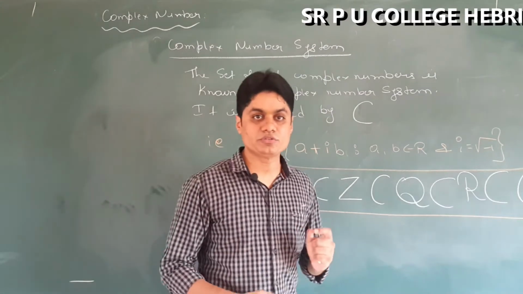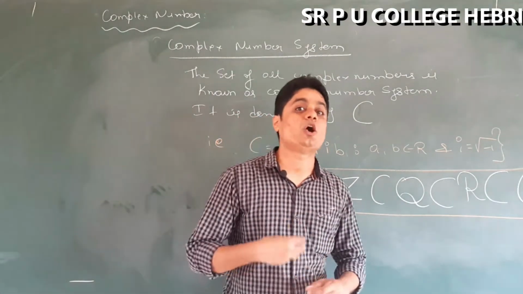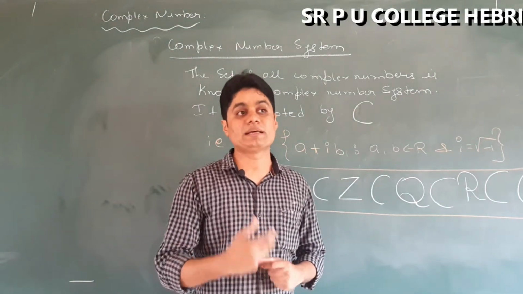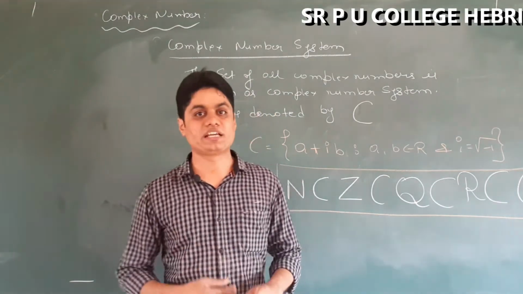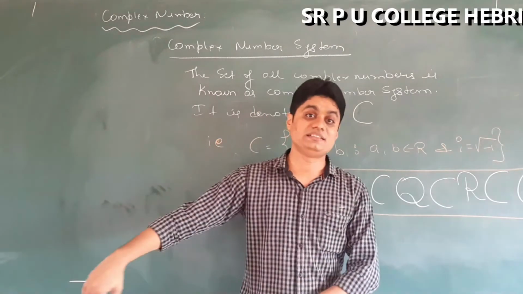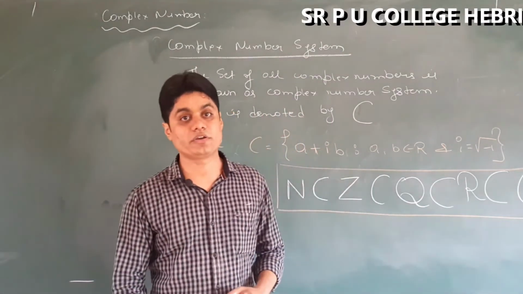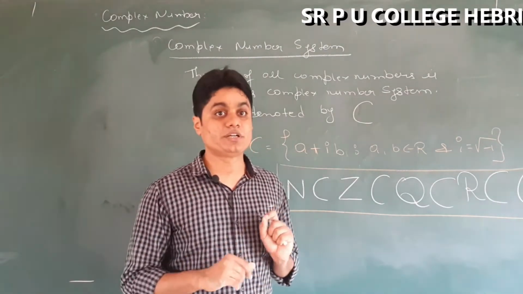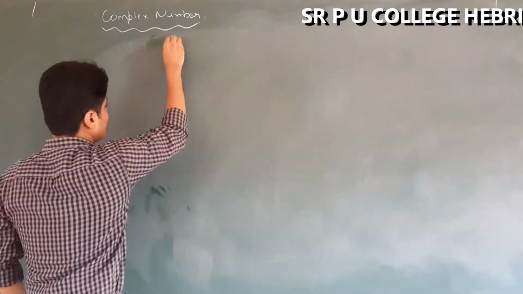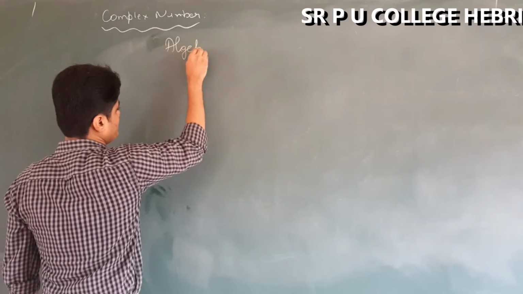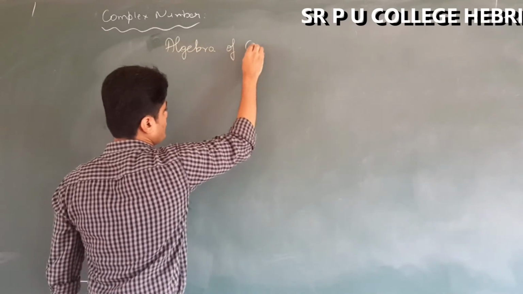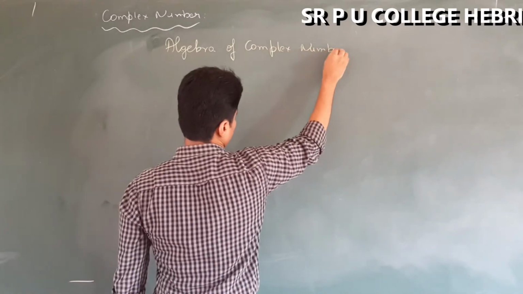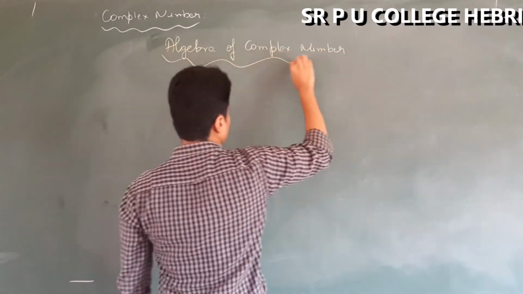Now you are ready to learn the basic operations on the complex number system. We are going to apply addition, subtraction, multiplication, division, and other than these we have a few more algebra of complex numbers. So we are going to learn now the algebra of complex numbers. Next heading: algebra of complex numbers.